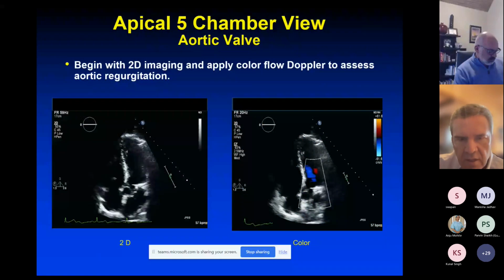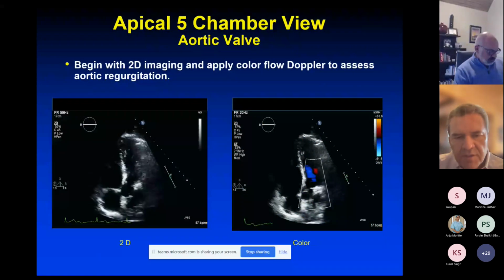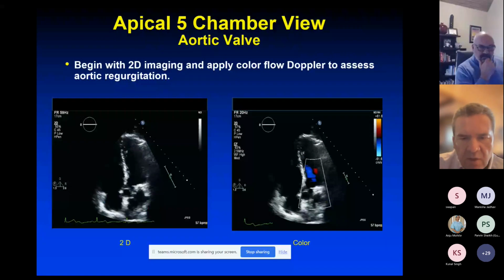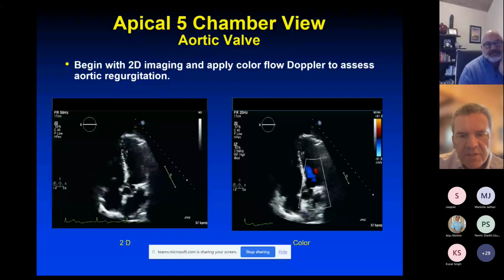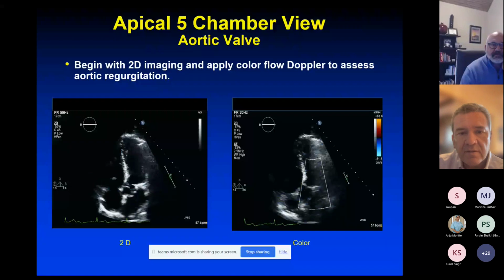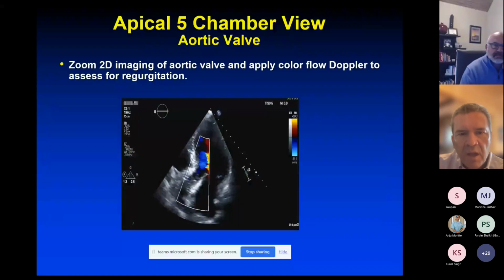And also in the apical window, you can tilt the probe up to obtain a 5-chamber view, and please obtain that with and without color, allowing us to look for aortic regurgitation. And then while in this apical 5-chamber view, we can have you zoom in on the aortic valve and image that with color Doppler to give us a better idea if there is aortic regurgitation and the severity of that if it's present.